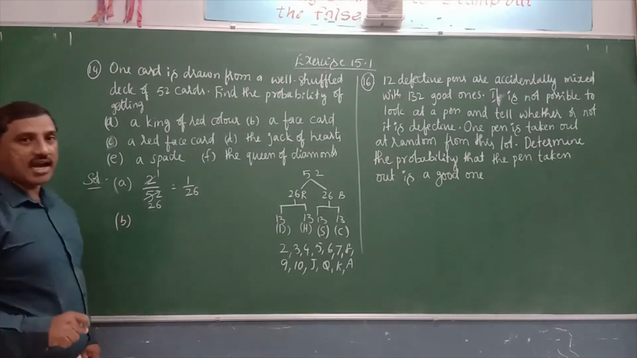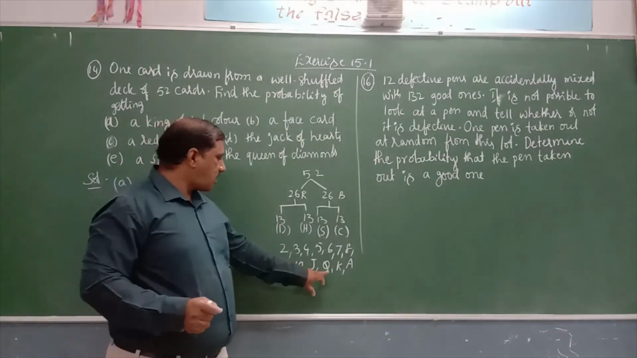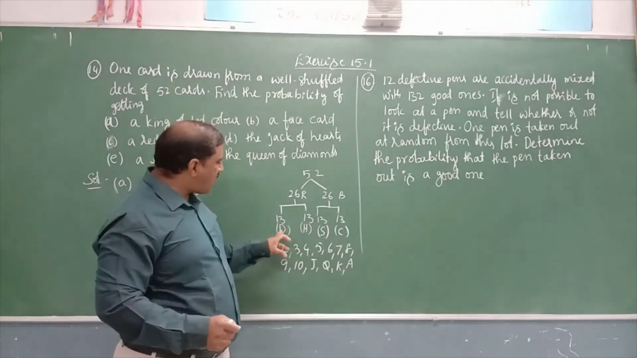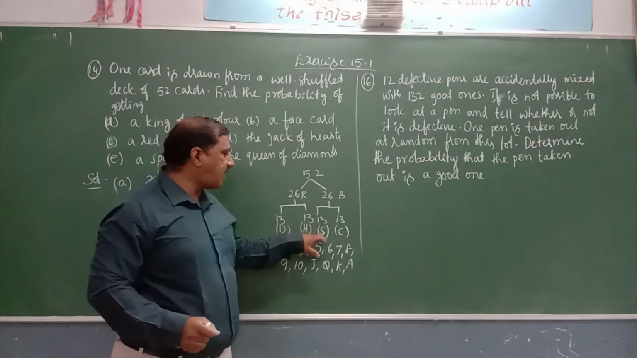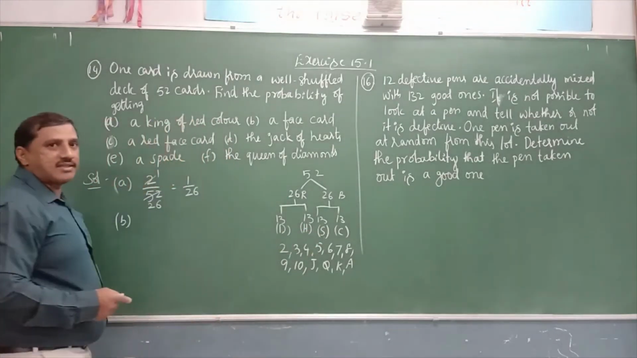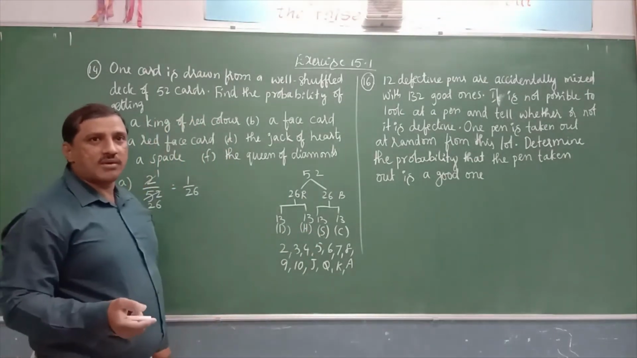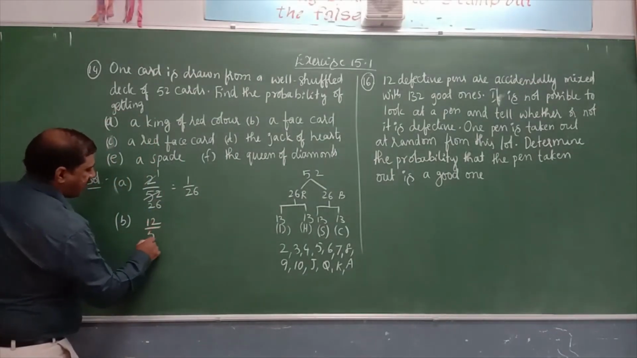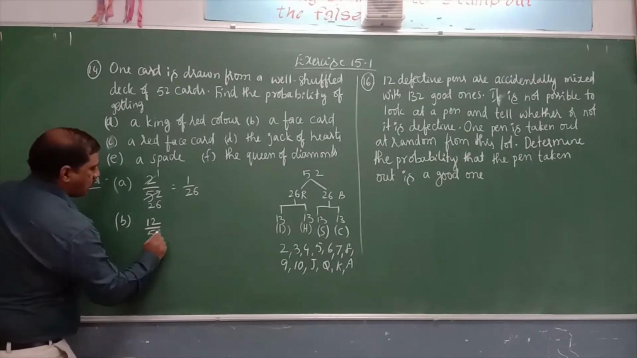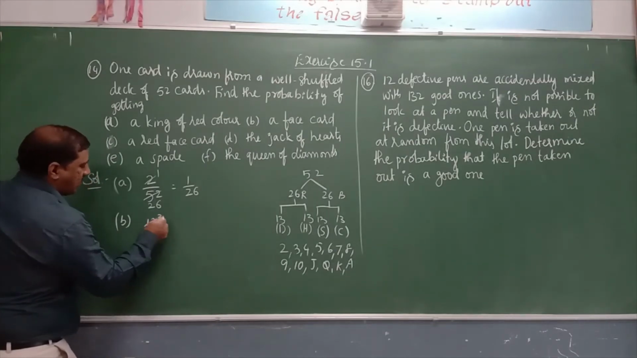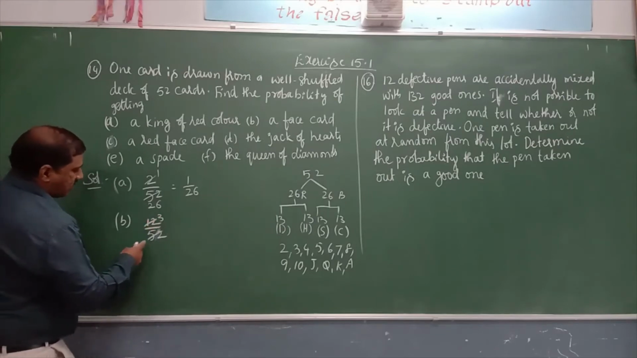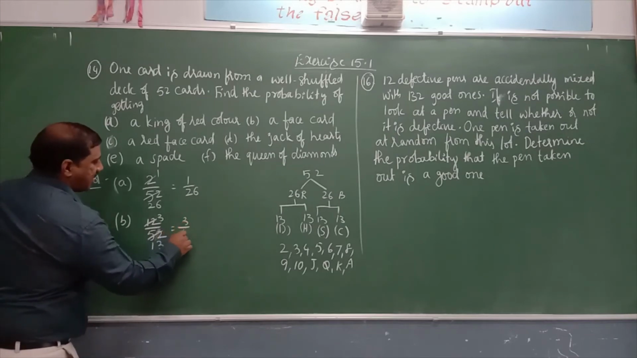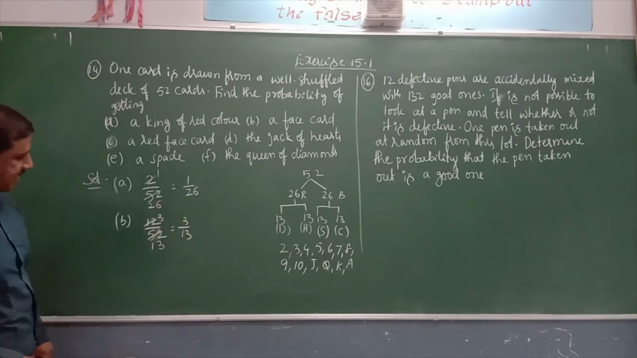Now part B, a face card. I told you Jack, Queen and King; these 3 cards are known as face cards. 3 cards are there from each of diamonds, hearts, spades and clubs. Total 3 plus 3 plus 3 plus 3, how much is it? 12 cards are there. 12 divided by 52. 4 threes are 12, 4 thirteens are 52. So that is 3 by 13 we got, 3 by 13 for face cards.